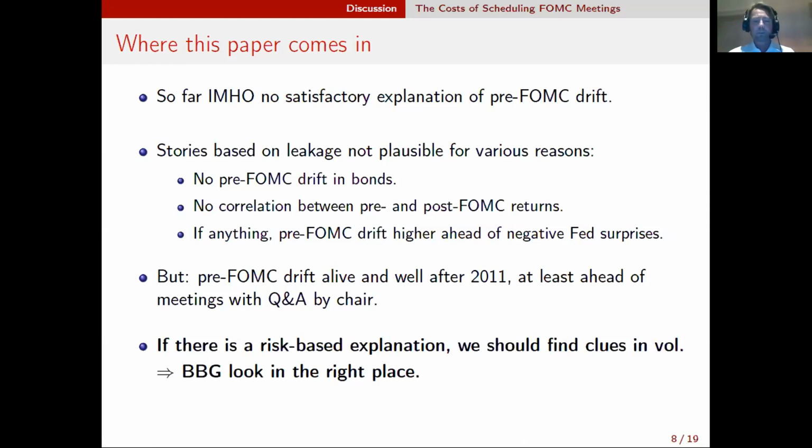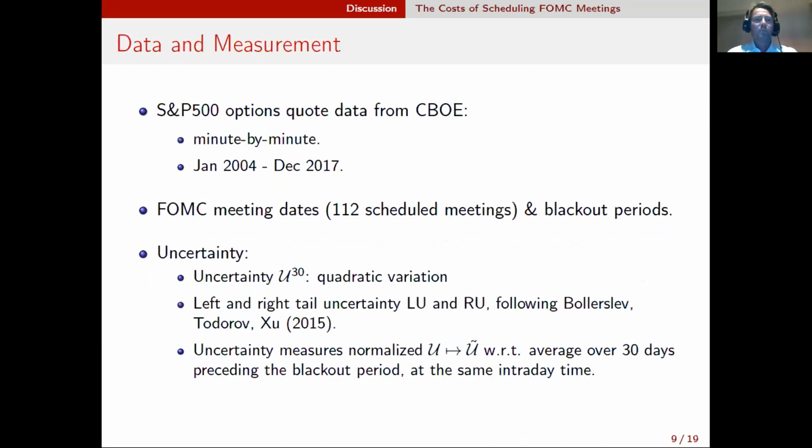And if there is such a risk-based explanation, we should find clues involved. So I think the authors are spot on. They look in the right place. We need to find out what's going on in volatility and uncertainty if we want to understand what this drift is about. Now, data and measurement, Heiner did a great job summarizing what is being done in this paper.